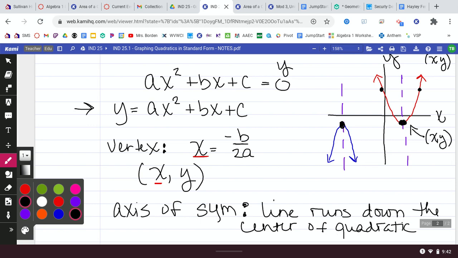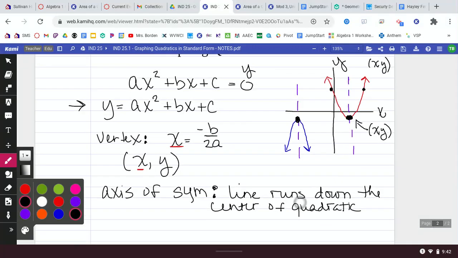And since it runs down the center, and we've already talked about that your vertex is right in the center of your quadratic, because the vertex is that mirrored point where your quadratic turns around and goes the other way, the axis of symmetry always is going to run through your x, because it's going to run up and down right through the x. So the line that runs down the center of your quadratic through the vertex, specifically through the x value of your vertex. Okay? So that's a little bit of terminology, just a little bit of intro into quadratics. And so now we're going to practice graphing them.